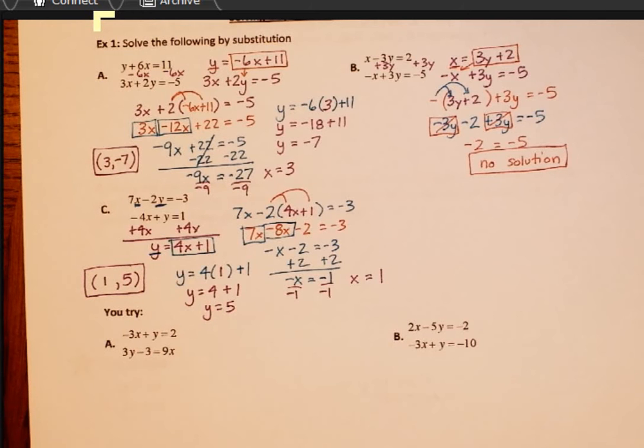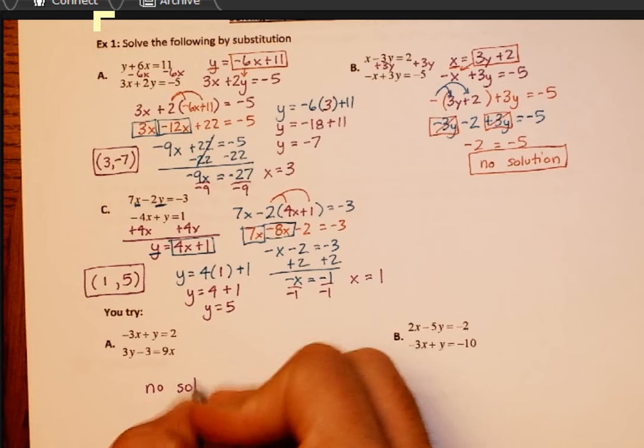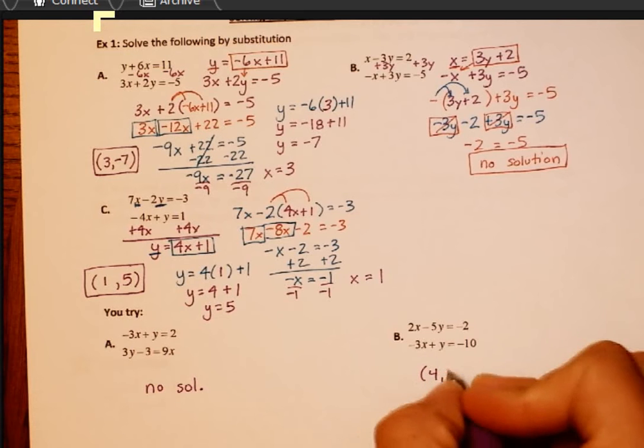So now at this point you can go ahead and pause the video and try the U-tries on your own. When you finish completing those, go ahead and unpause the video and I will have the solutions for you. Okay, for A, if you solve this problem correctly, you should have gotten no solution. And in B, you should have gotten the coordinates 4, comma 2.